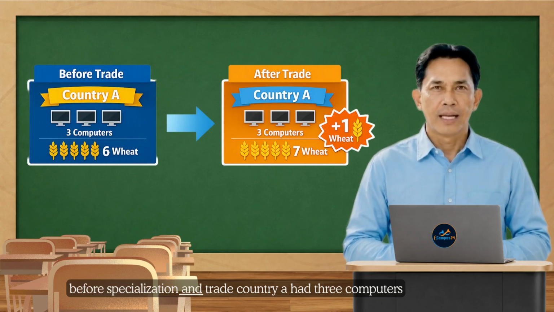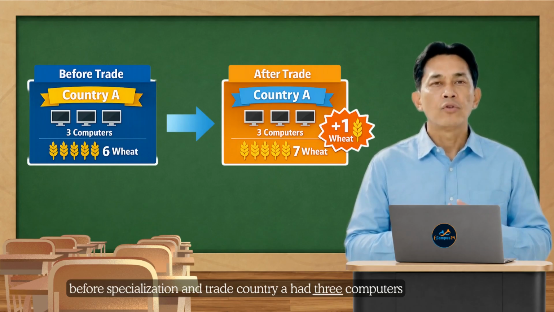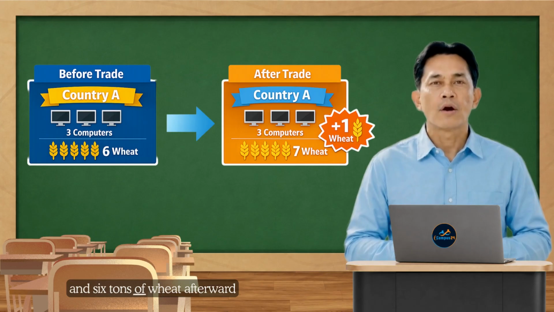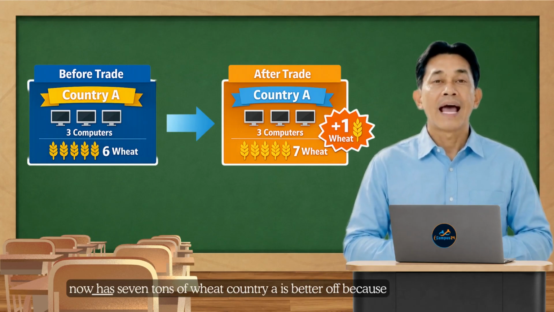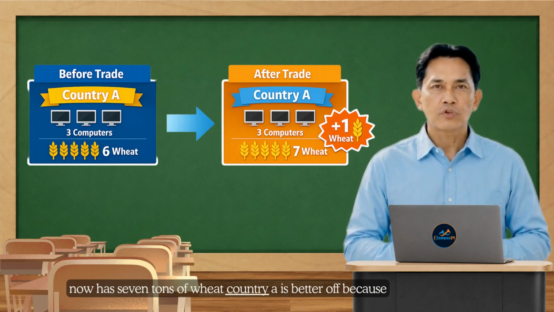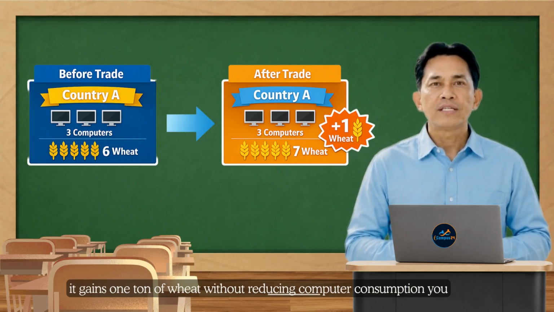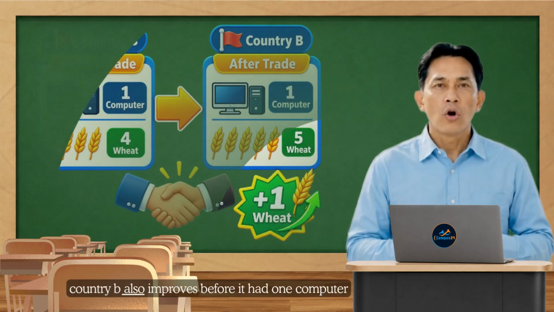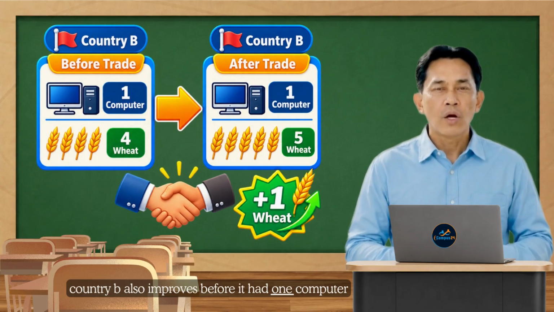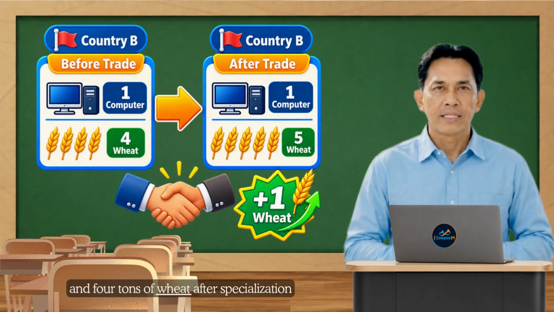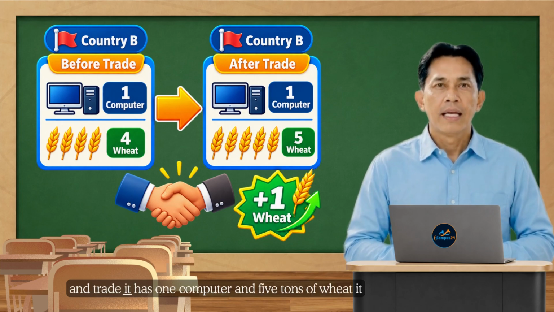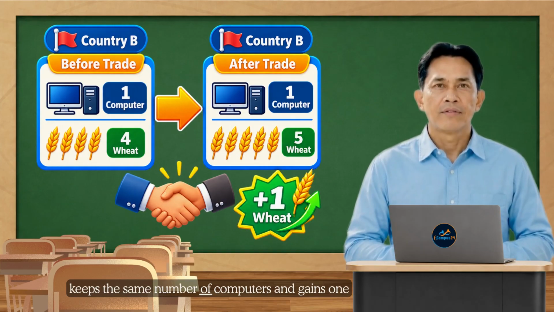Before specialization and trade, country A had 3 computers and 6 tons of wheat. Afterward, it still has 3 computers, but now has 7 tons of wheat. Country A is better off because it gains 1 ton of wheat without reducing computer consumption. Country B also improves. Before, it had 1 computer and 4 tons of wheat. After specialization and trade, it has 1 computer and 5 tons of wheat. It keeps the same number of computers and gains 1 ton of wheat.